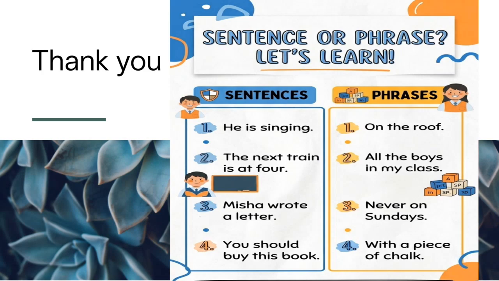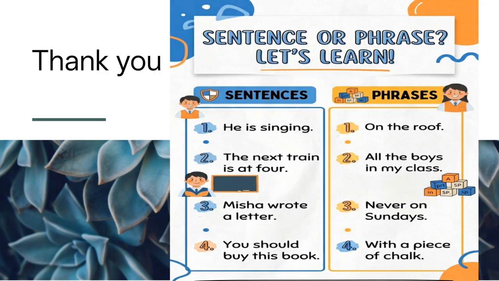You should buy this book. This sentence successfully conveys the message it wants to. But with a piece of chalk. With a piece of chalk, what? Like I said earlier, you don't know what to do with the chalk. The phrase is incomplete because it cannot express the goal of the chalk.